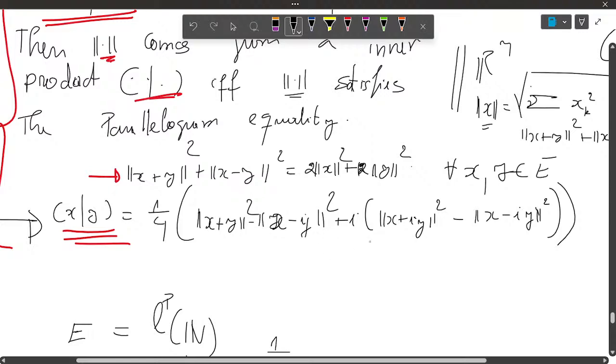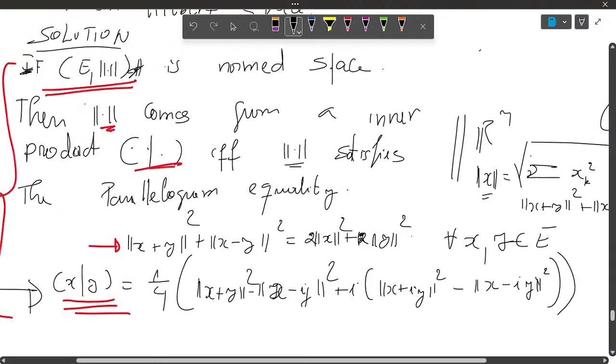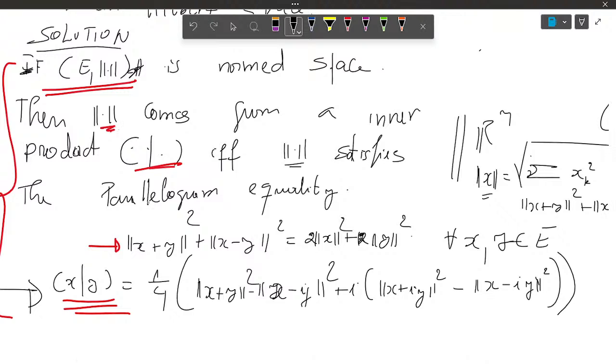Now, if your norm space has the scalar field of complex numbers, then you need the second part. If your norm space has the scalar field of real numbers, then you don't need this second part. You only need this part, and then you must divide everything by 2.